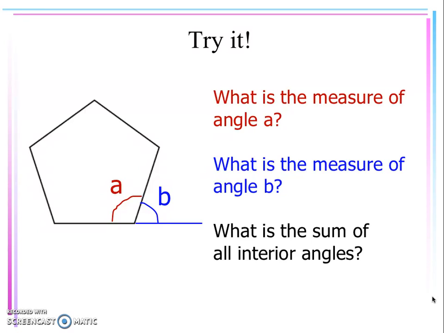Alright, let's try a couple. What is the measure of angle A if this is a regular pentagon? What is the measure of angle B? And what is the sum of all interior angles?